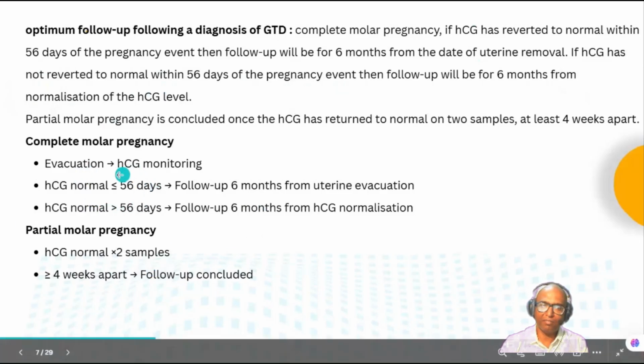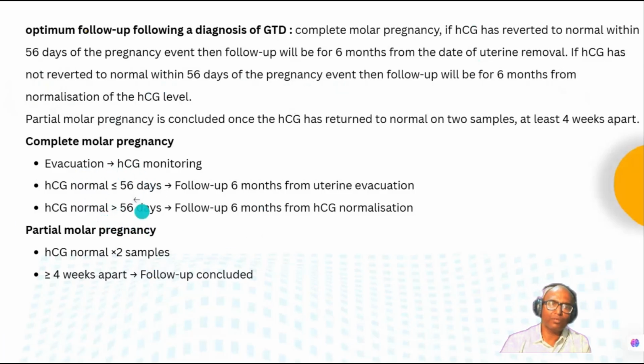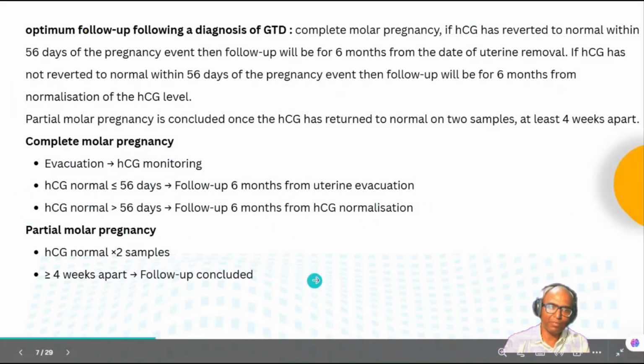When does this follow-up end? So for complete molar pregnancy, evacuation is done, hCG monitoring is done. If it comes to normal up to 56 days, the follow-up is for 6 months from the uterine evacuation. If it is after 56 days, then the follow-up is for 6 months from the hCG normalization. So from the date when the hCG has become normal, after that you will follow up these patients for 6 more months. This difference you have to remember because this is a frequently asked SBA.